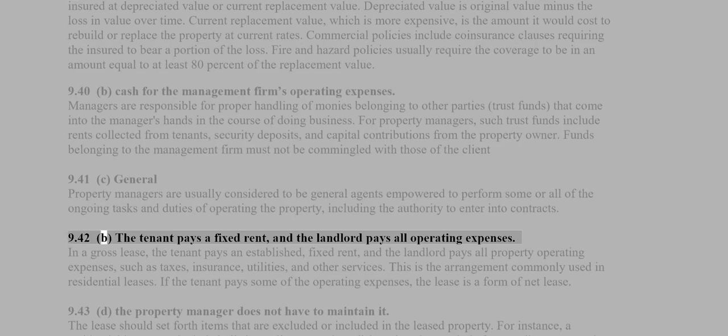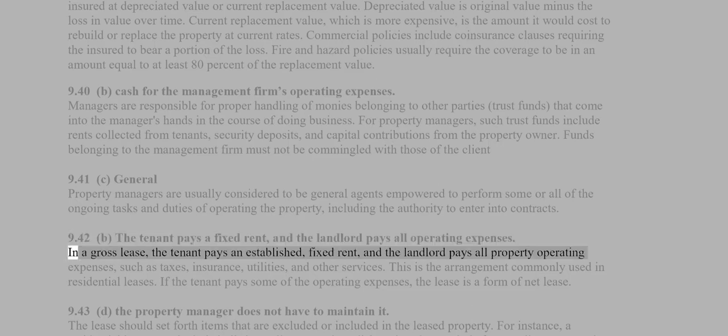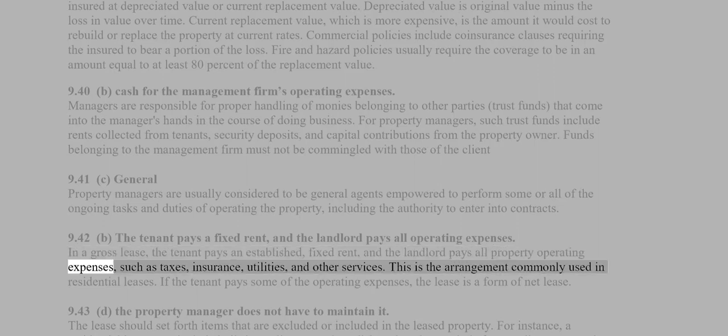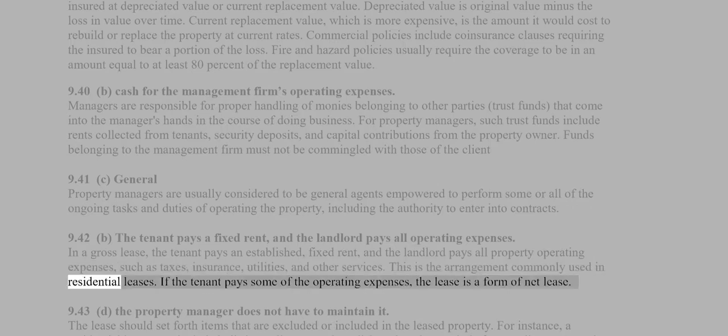9.42 B. The tenant pays a fixed rent, and the landlord pays all operating expenses. In a gross lease, the tenant pays an established, fixed rent, and the landlord pays all property operating expenses, such as taxes, insurance, utilities, and other services. This is the arrangement commonly used in residential leases. If the tenant pays some of the operating expenses, the lease is a form of net lease.